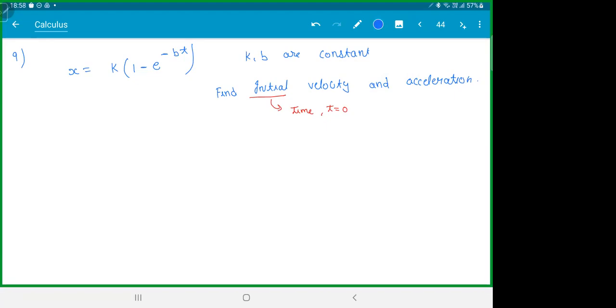Try this. 2 minutes. This kind of thing we encounter in viscosity and friction, air resistance problems. And minus kb, okay.